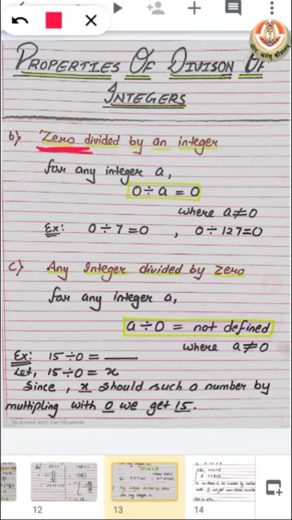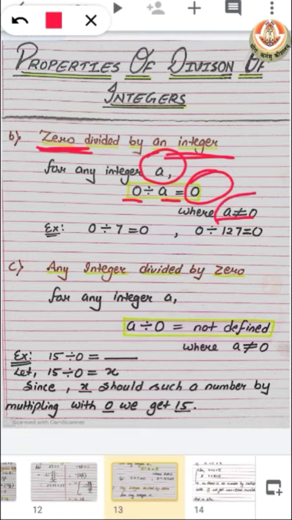When 0 is divided by an integer, let's try to understand with an example. Let's take an integer a. When we divide 0 with a, we get 0 as answer, where a should not be 0. a could be negative integer, could be positive integer, but could not be 0. With this condition, when 0 divides with a, means any integer, then we get 0 as answer.